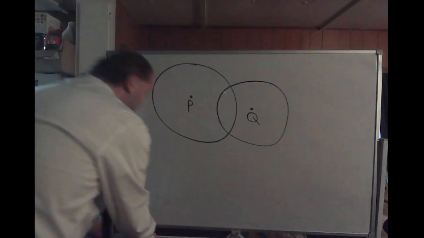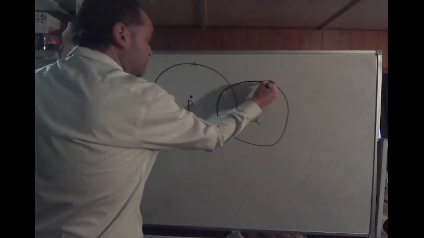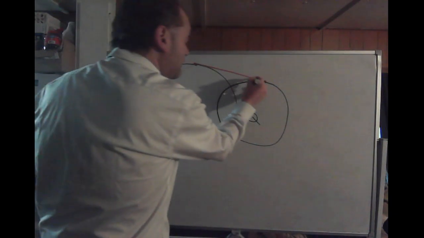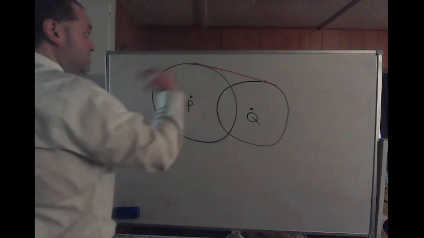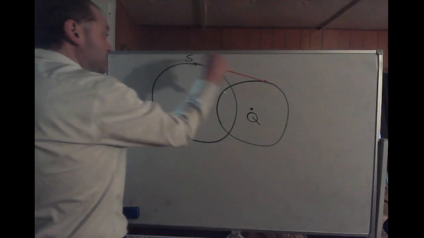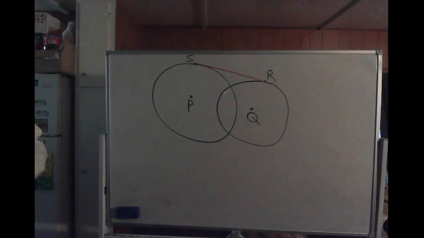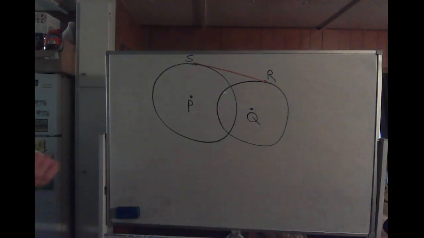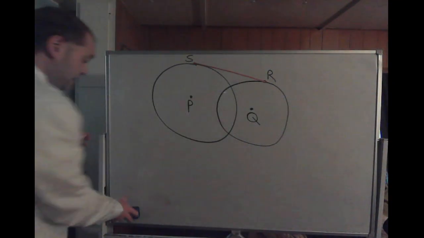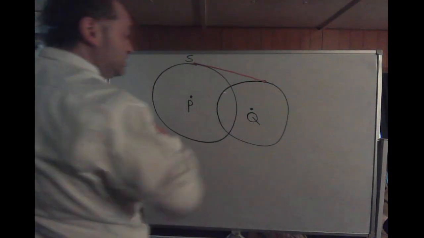And then we have an external tangent here to circles P and Q. So we have our externals here, and actually, this would be ST. My bad. This is ST, rather. We have the tangent line ST.